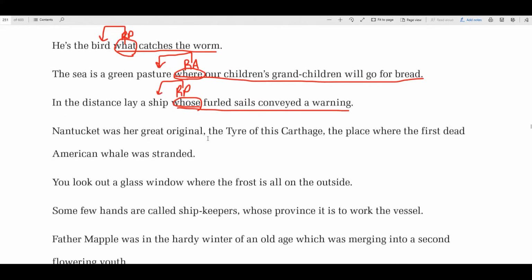All right, Nantucket was her great original, Tower of this Carthage, the place where. All right, where. This is a relative adverb, and the clause that goes with it is where the first dead American whale was stranded, and that tells about the place.